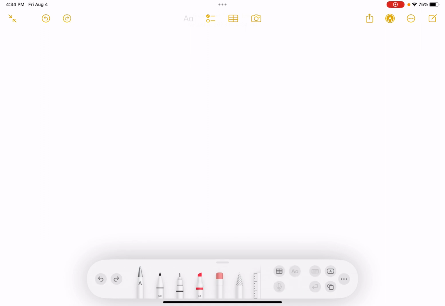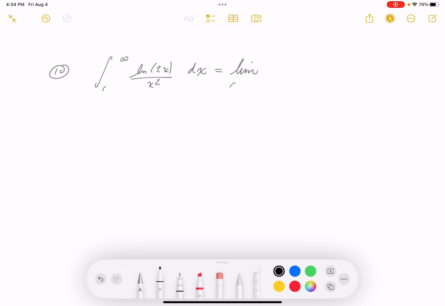Let's go backwards 1 second. So it's number 10, and what I see is it goes from 1 to infinity, and then I see the natural log of 2x over x squared dx. One thing I'd recommend is to know it's improper. And why is it improper? Because we're going off to infinity. So at a minimum, you should know that this should be written as a limit. I'm going to put an a down, a goes to infinity, and it's going to be 1 to a ln 2x over x squared dx.